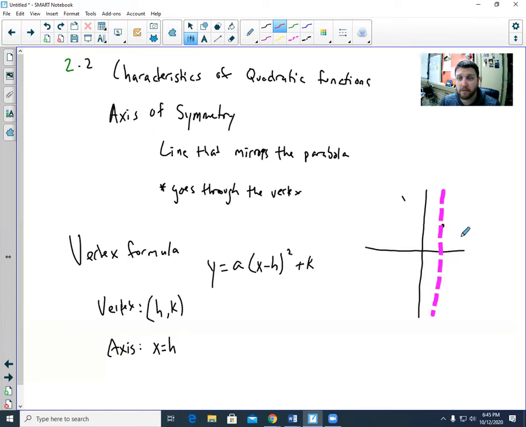So the thing that your book wants you to understand is if I can find just one other point, it doesn't matter what that point is, let's say it's here, I can reflect that over the axis of symmetry, and I now have found my third point, and I can now graph my parabola. So that's what your book wants you to understand of the importance of the axis of symmetry. So that's what you have to be able to do, okay?